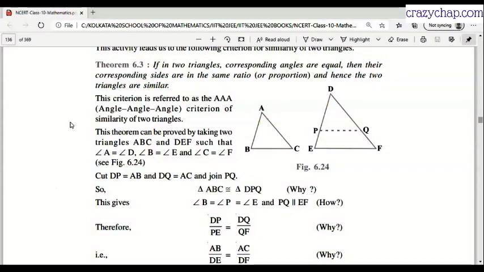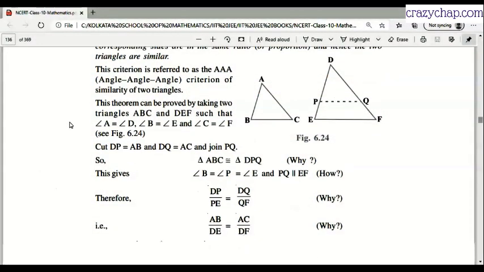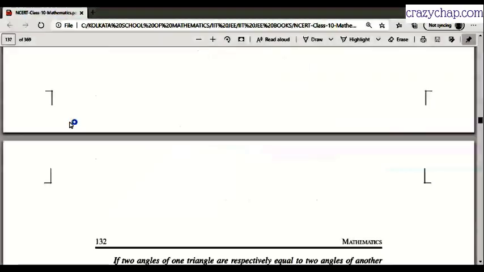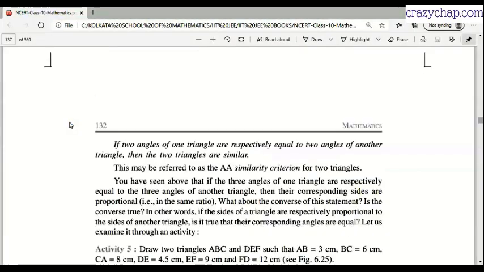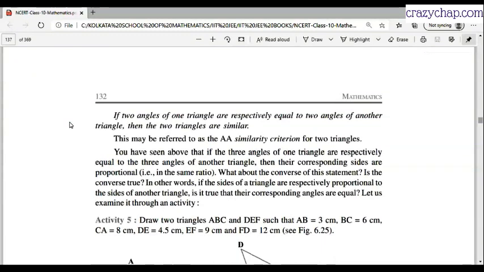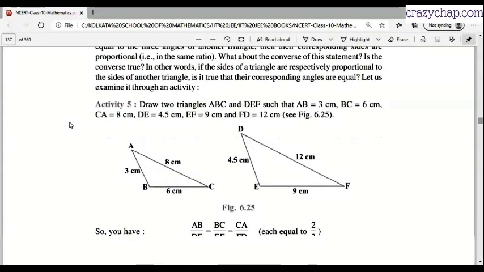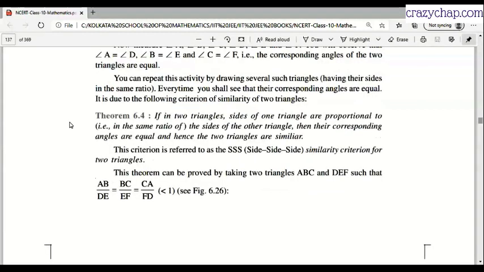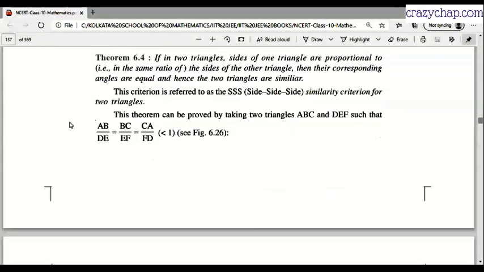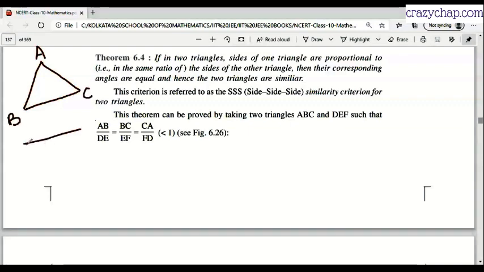This was the first method of checking similarity. There are different criteria. Any triangle may not fit into one criterion but can fit into another. So you will have to apply all of them. Okay. Now we are learning the second condition for two triangle similarity, that is SSS. Let's say the two triangles are ABC and PQR.